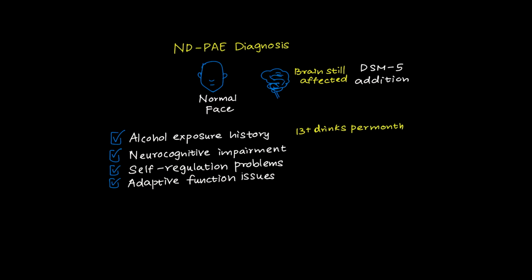Poor impulse control checks the self-regulation box. Difficulty with math checks neurocognitive impairment. Trouble reading social cues and managing daily tasks checks adaptive function. No facial features means full FAS does not apply, but ND-PAE captures his presentation precisely.